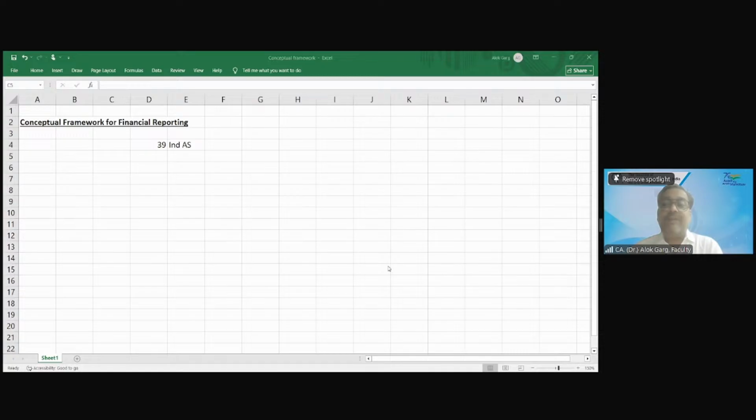Whose help will be required? Who will guide? Friends, if there is no standard, who will guide? Conceptual framework for financial reporting will help. Yes, you are right, Saminathan. You are right, Chitra. Conceptual framework for financial reporting will help. Yes, you're right, Megha. Conceptual framework for financial reporting.